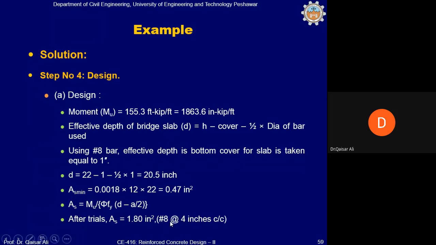Finally, we get an area of steel equal to 1.8 square inch. If we want to use number 8 bar, whose area is 0.8 square inch, we will require number 8 bars to be placed at 14 inch center to center.